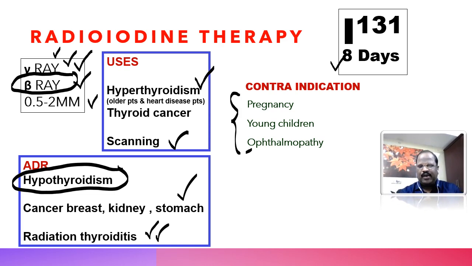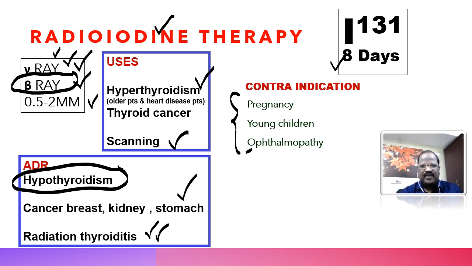Look here, iodine 131 is a teratogen. So in pregnancy for treating hyperthyroidism, don't use radioactive iodine. In young children, where we can use other drugs, only when other drugs are not usable can we use radioactive iodine. And one of the adverse effects of radioactive iodine is that it aggravates the eye problems in Graves' disease. So in ophthalmopathy also, iodine 131 is contraindicated.